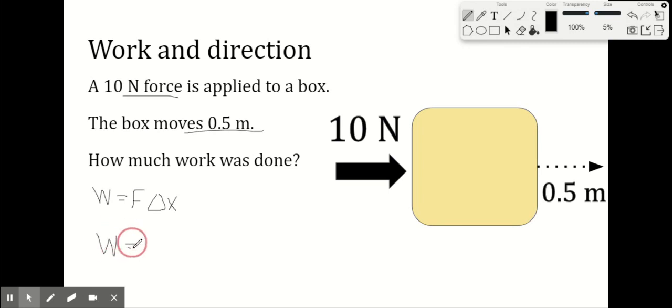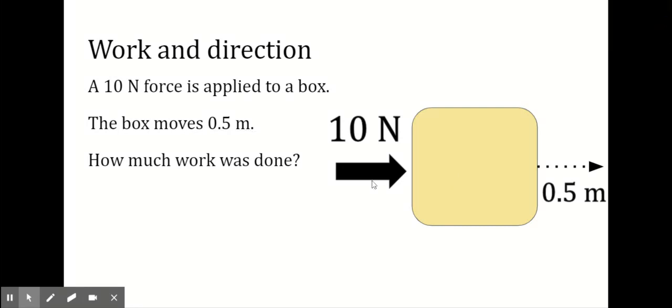So you should have found that the work equals 10 newtons times 0.5 meters. So I'll go ahead and write that here. And if you punch that into your calculator, you would get 5 Newton meters. Okay, super exciting. 5 Newton meters. We'll talk more about what a Newton meter is later, but this is the gist of what I wanted to get from this situation here.